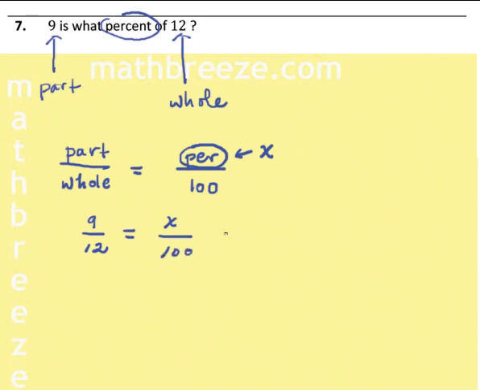And then we solve for x. And so what we're going to do here is cross multiply like this. So we have 12 times x is equal to 9 times 100, that's 900. And now we divide both sides by 12. So we're doing a little algebra, even though we didn't learn algebra yet officially. This type of problem is a little bit easier to do if we introduce some algebra. So now we just have to divide 12 into 900.